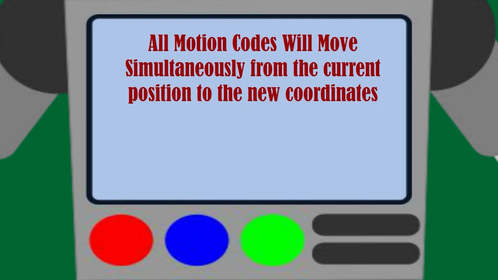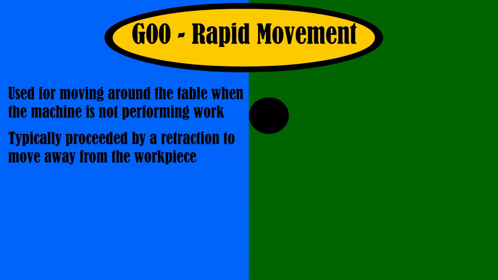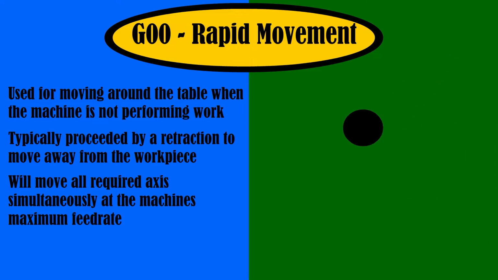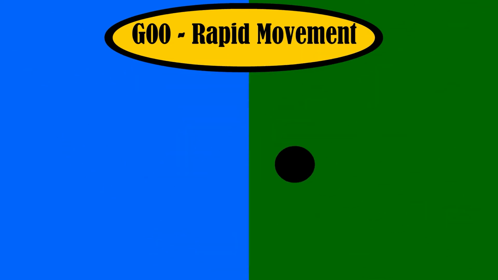And major motion codes include G00, G01, G02, and G03. G00, which is rapid movement, is used for moving around the machine while it's not working to get to the place where the next code is going to start. Typically when this happens, the machine will retract a little bit and move away from the workpiece to make sure it stays clear and it's not going to hit anything while it's moving around. It will move at the machine's maximum feed rate, and it will move all axes simultaneously. And the way to think of G00, that is your highway speeds. You know, that is jumping on your autobahn and putting the pedal to the metal.